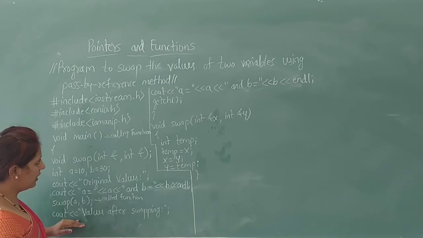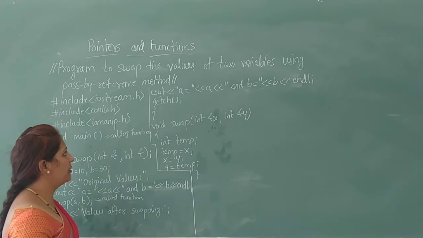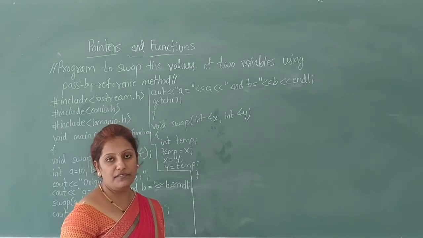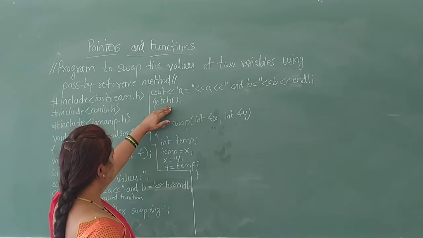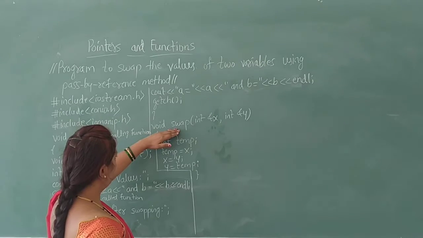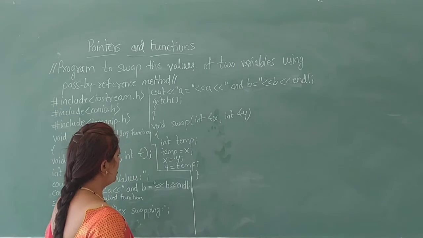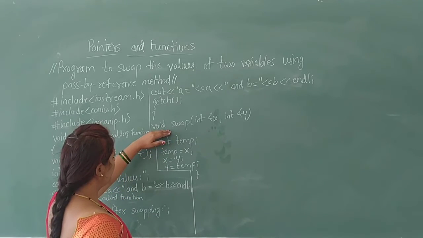Next, it contains the following statements to display the a and b values after swapping the two variables, and the main function ends. Next, after the main function, the subfunction is defined. Here void is a data type.